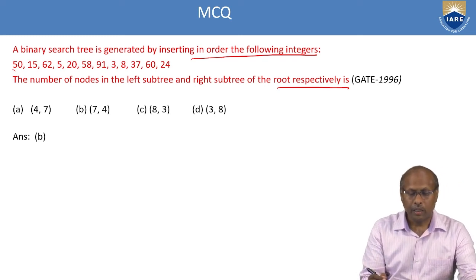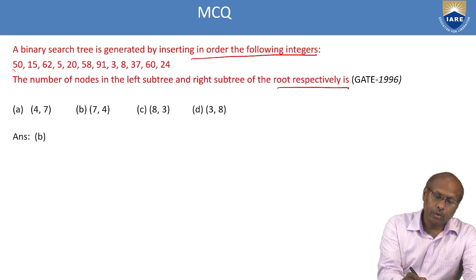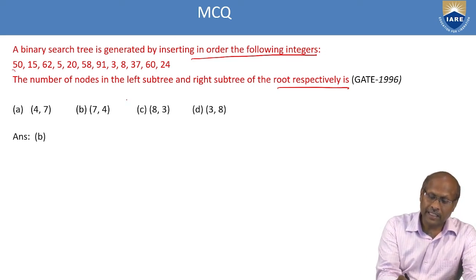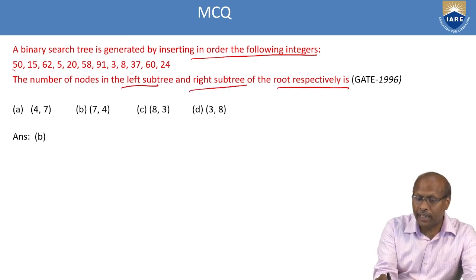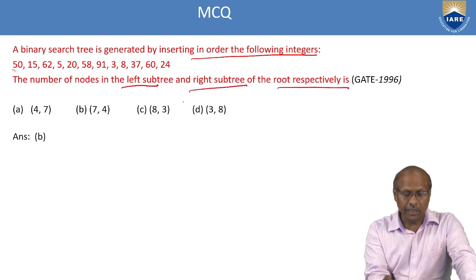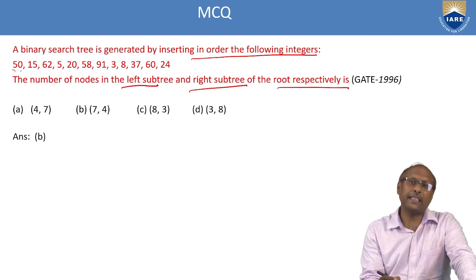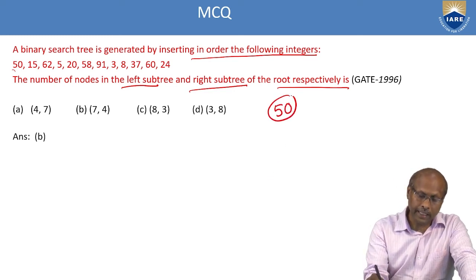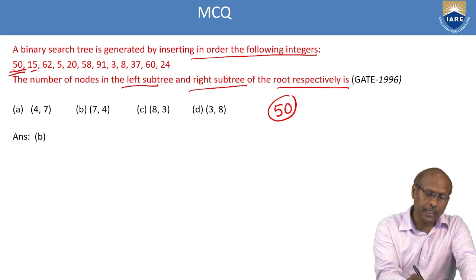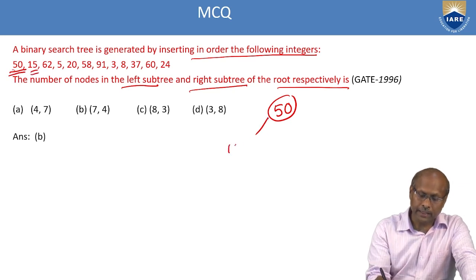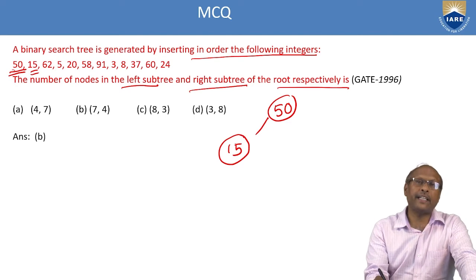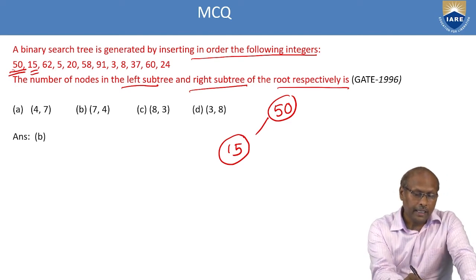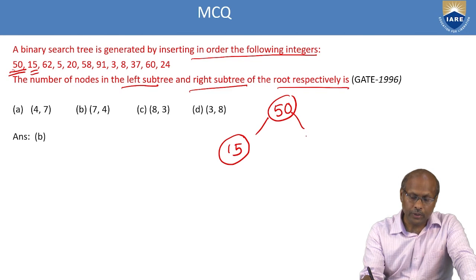So first of all, how will you answer this? Question is what? After constructing the binary search tree, how many nodes will be in the left subtree and how many nodes will be in the right subtree? And they are given the 4 options. So whenever this type of question comes, how will you answer? First of all, you have to construct a binary search tree. So 50 is the starting node. Then 15. 15 is left side because binary search tree says left side data must be less than parent. And then 62. 62 is greater than parent. So 62 will be right side.